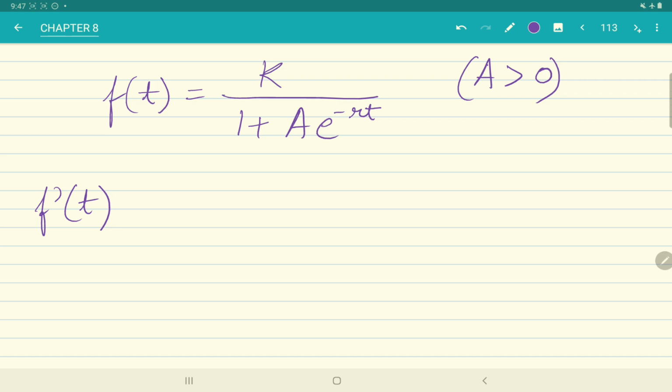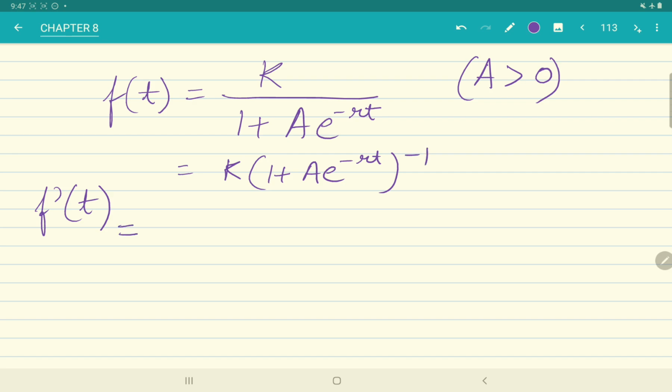And if it is greater than 0, that means f of t is strictly increasing. That means as time increases, the population, the stock of individuals, or the number of individuals in the population, that number increases. So f of t can be written as k times (1 plus a e raised to the power minus rt) raised to the power minus 1.